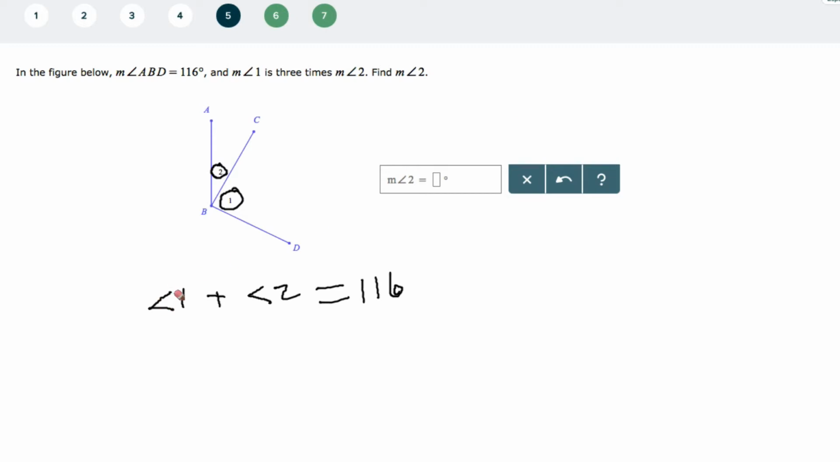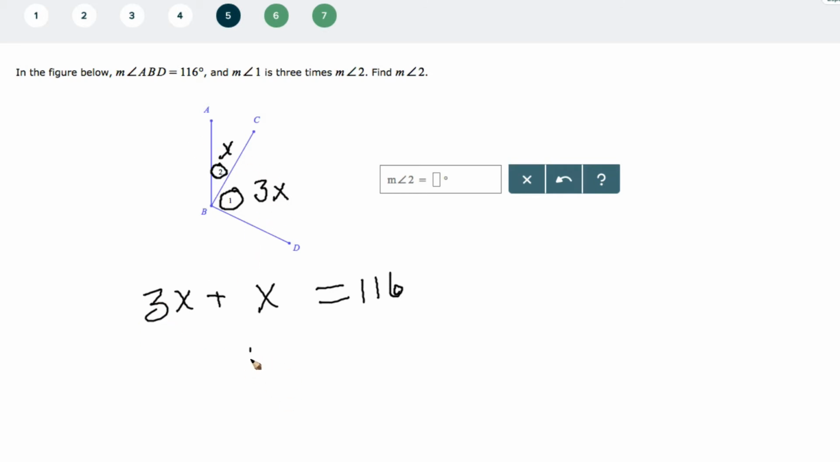So instead of having the angle 1 there, I'm just going to put 3 times measure of angle 2. And that's an angle, not less than. I know it's easy to forget that. So that's why we're going to go through here. Instead of angle 2, I'm going to change that to an x. So we know that angle 2 is x. Angle 1 is 3 times as big as x. But together, they make 116 degrees.